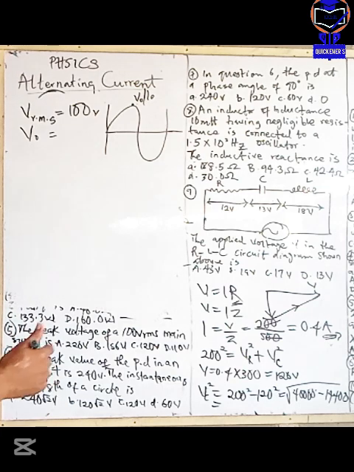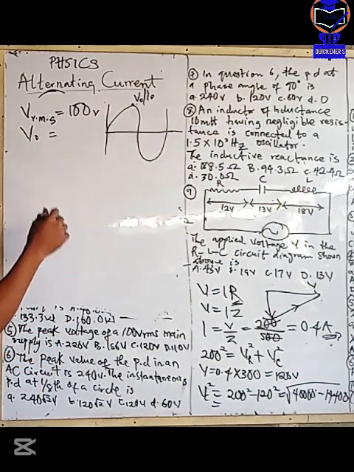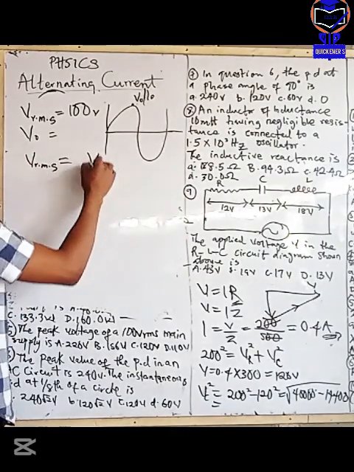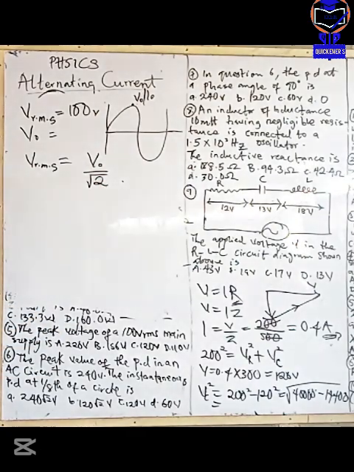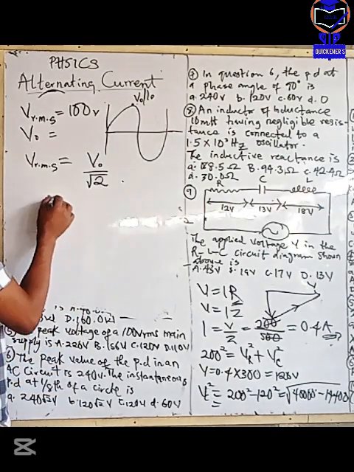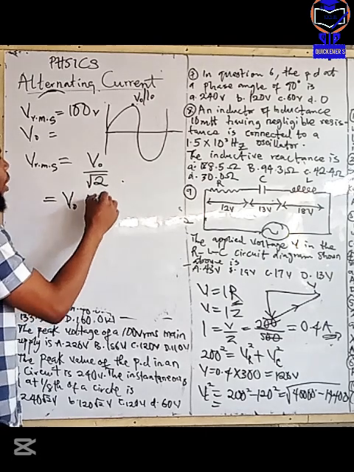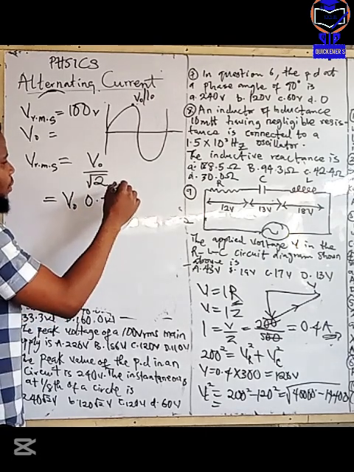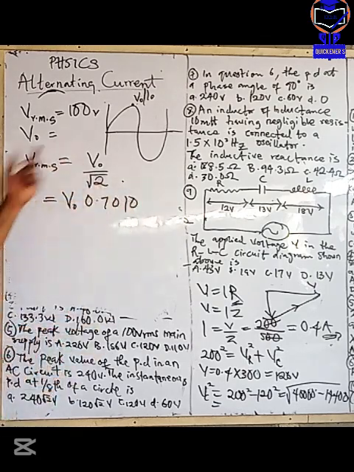But this is the formula you need to do that calculation. The formula for root mean square voltage or current is what? V naught over root 2. This is that. V naught over root 2. Okay? So 1 over root 2 is actually 0.7, or whatever you have in your calculator.